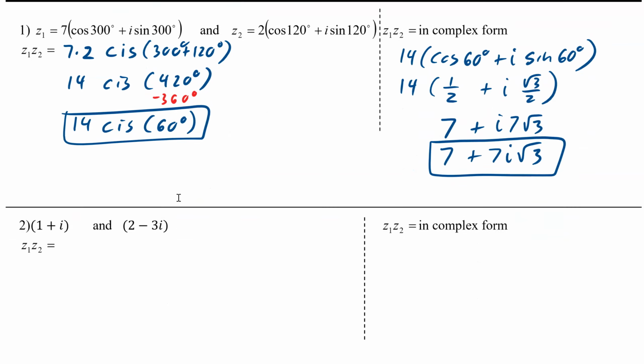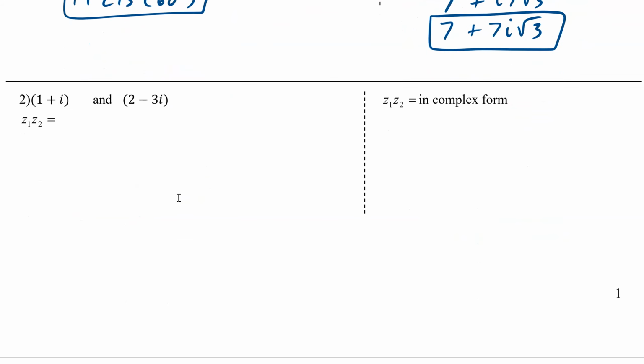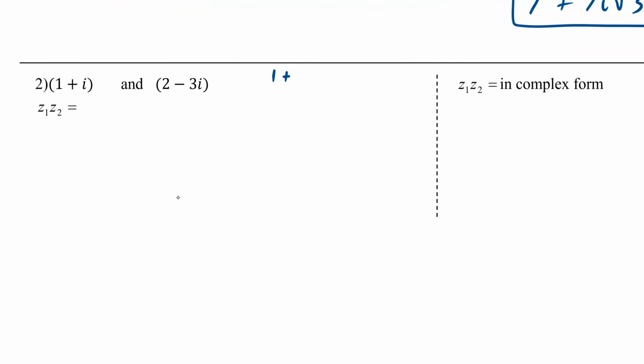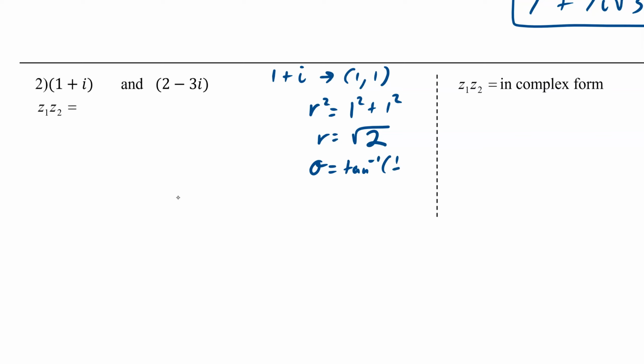But this is what's really happening. So if you have 1 plus i, what we're going to do is convert it into its polar form and then use this formula. So 1 plus i we know would be (1, 1). So r squared is equal to 1 squared plus 1 squared, so r is equal to the square root of 2. And theta will be the inverse tangent of 1 over 1, which is 45 degrees. So again, location, we're in quadrant 1, and so everything is good here. So we would have root 2 cis 45 degrees.